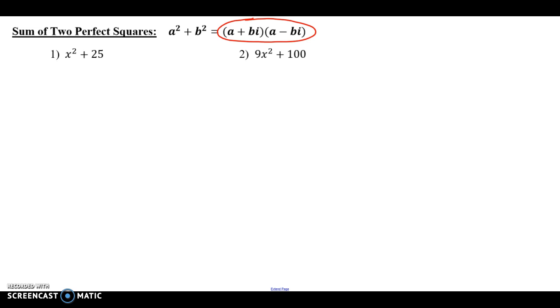A plus bi, a minus bi. And I'll show you why this happens. So it's very similar to a difference of squares. It's still x plus 5, x minus 5. But what do I have to attach on? An i. No, not again. Not that. It's not going away. We're going to have imaginary stuff all year.